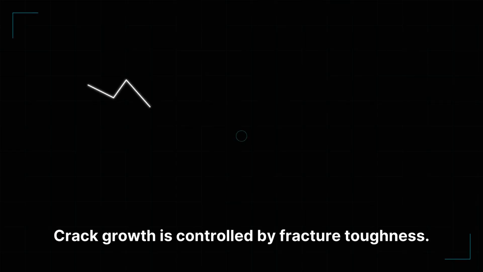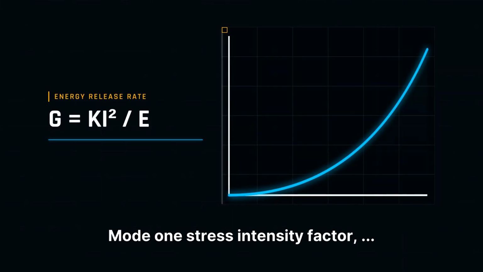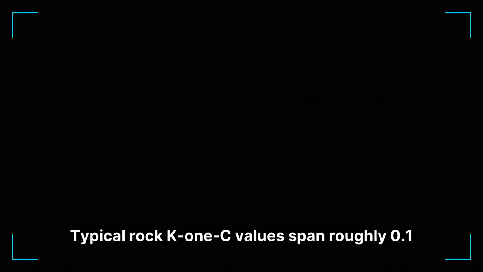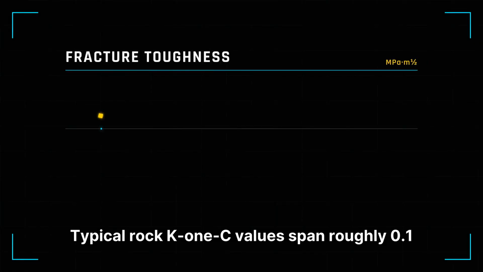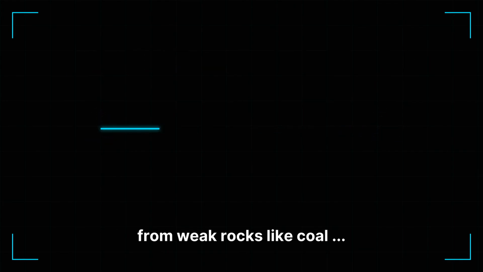Crack growth is controlled by fracture toughness. Energy release rate is tied to the Mode 1 stress intensity factor, with the classic relation G equals K1 squared over E. Typical rock K1C values span roughly 0.1 to 3.5 megapascal root meters, from weak rocks like coal to hard rocks like granite and dunite.